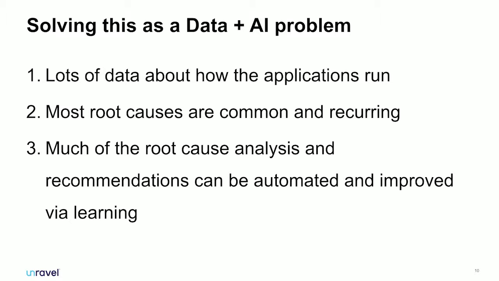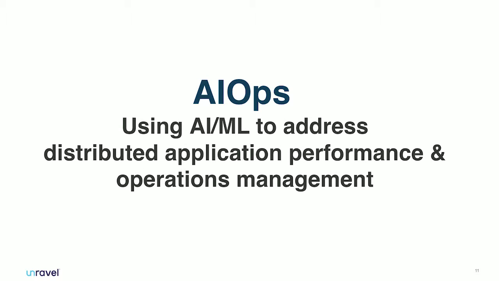Earlier today, I went to a talk by Facebook about scaling Spark. And in fact, they talked about a lot of these things, and even their approaches are very similar. So the term that I want to bring to your attention, probably you have heard of it recently, is AIOps. And that's different from DevOps in that people try to emphasize the use of artificial intelligence and learning to address distributed application performance and operations management.